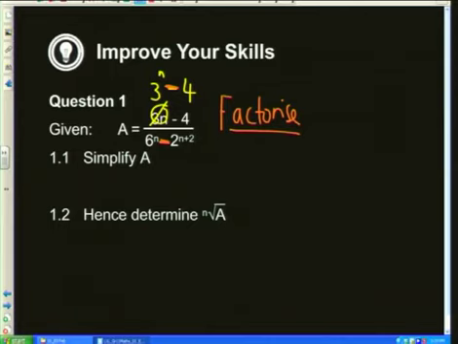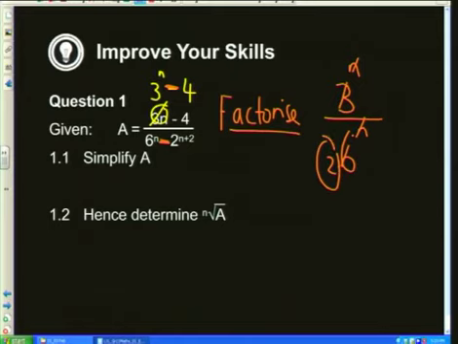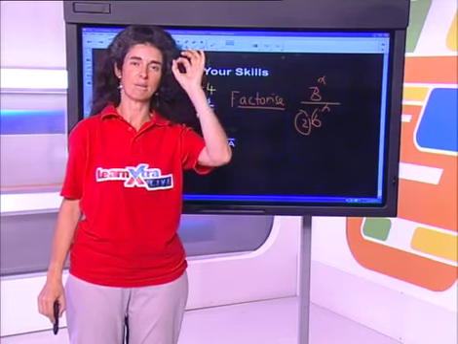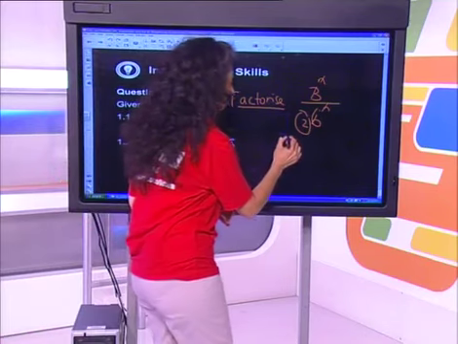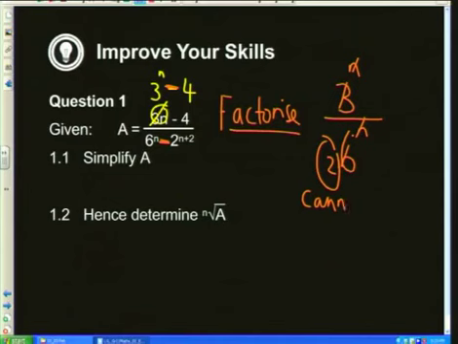Because the most common error that grade 11s do is that 3 to the n divided by 6 to the n, they say 3 goes into 6 twice, and that n goes into n, and we've got this floating 2. And that certainly is not true. You cannot divide base by base. You cannot split the base and the exponent.